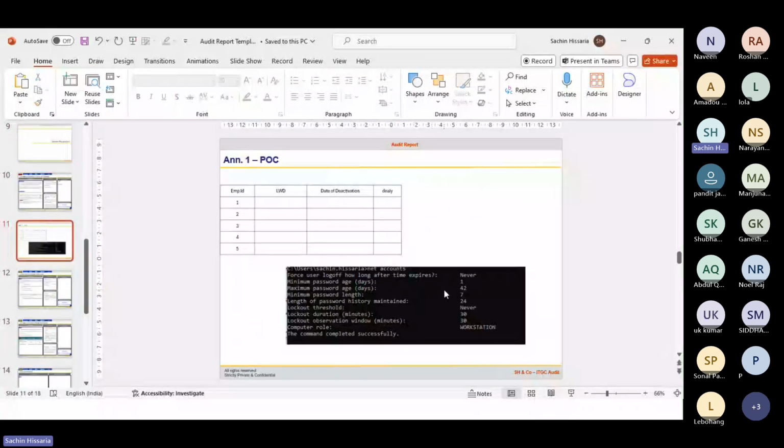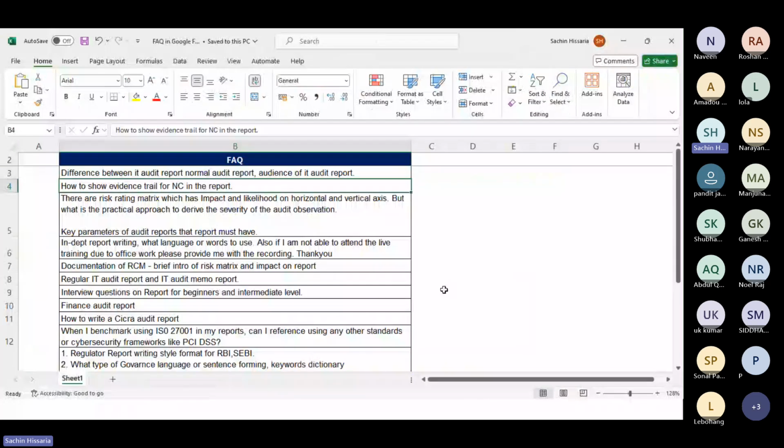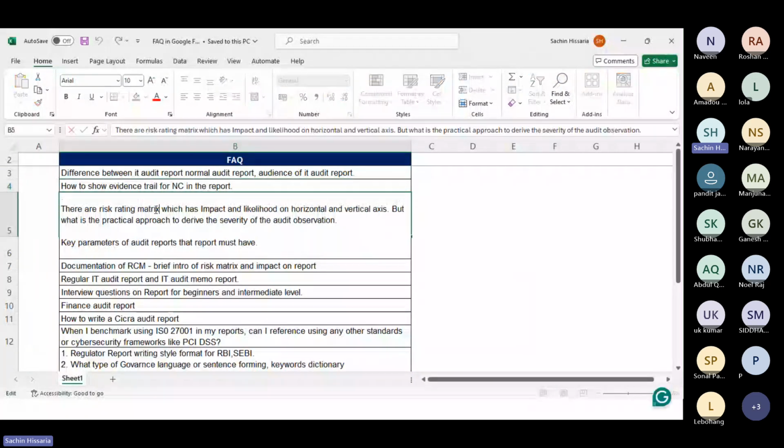There are risk rating metrics. We have already discussed in much detail how to prepare the risk rating metrics, how to read it, and how to use it while writing an observation and while deriving the severity of an audit observation. So this we have already discussed in detail.